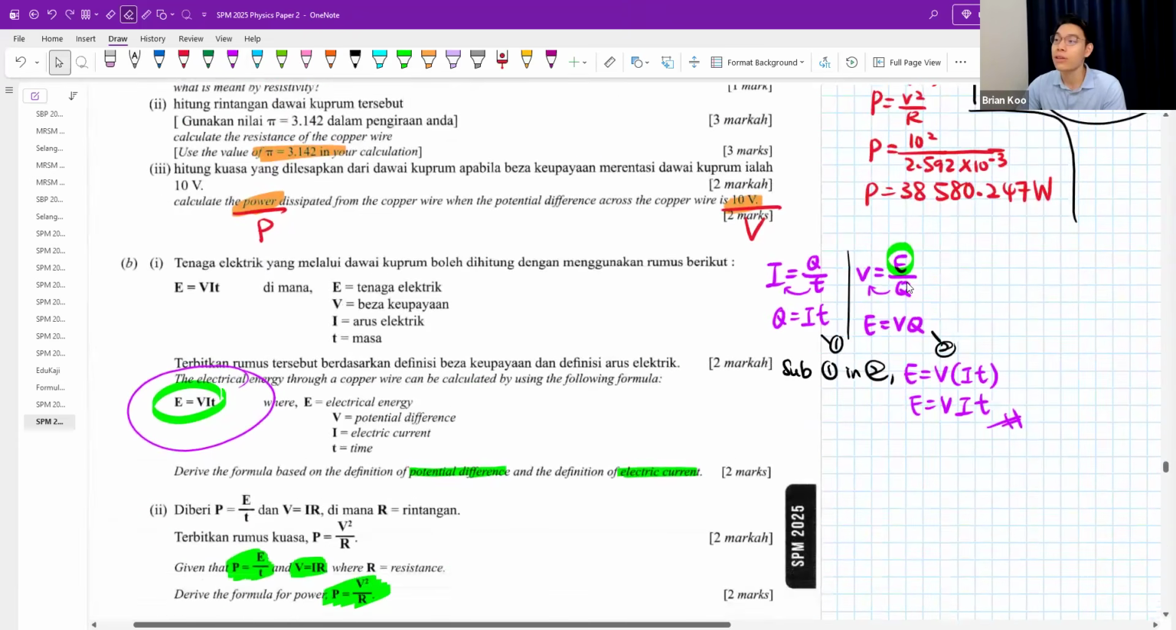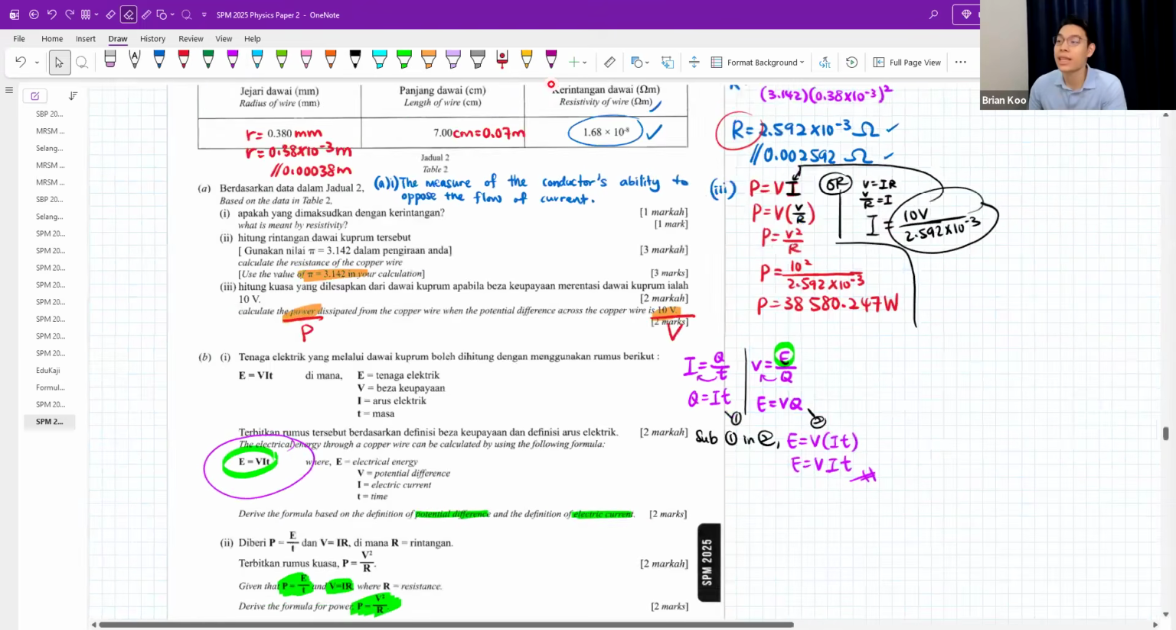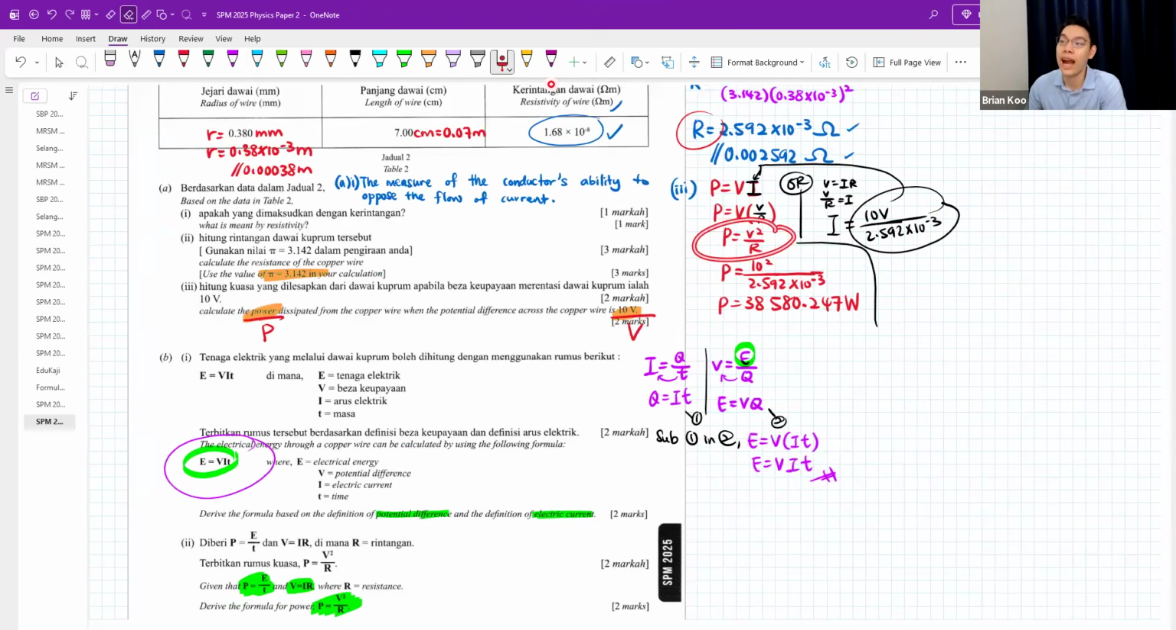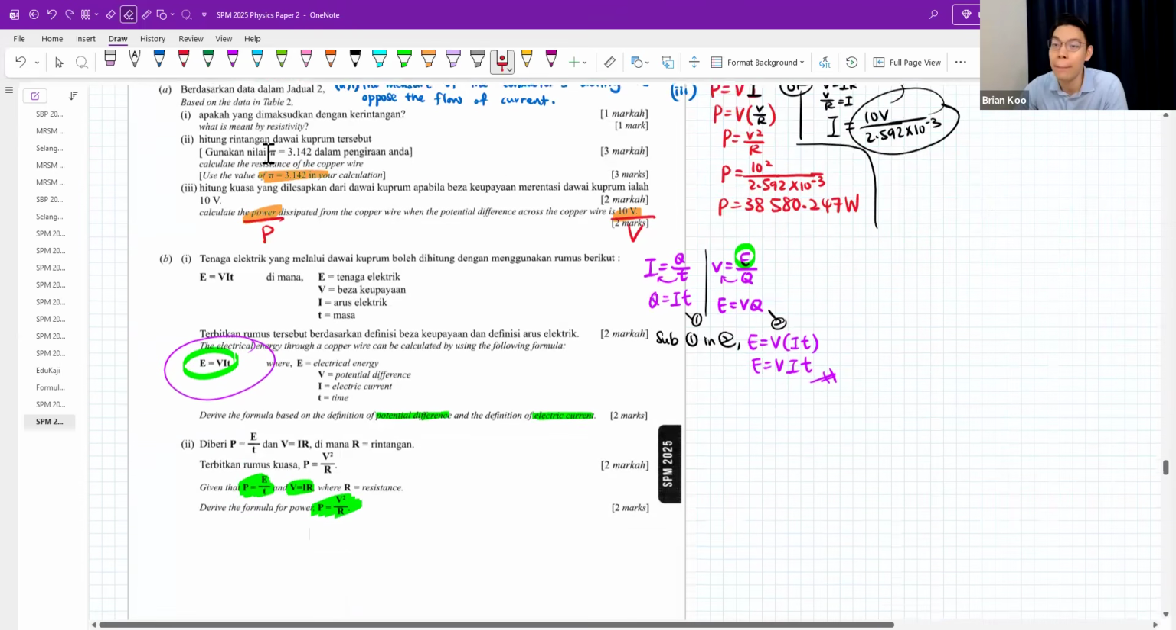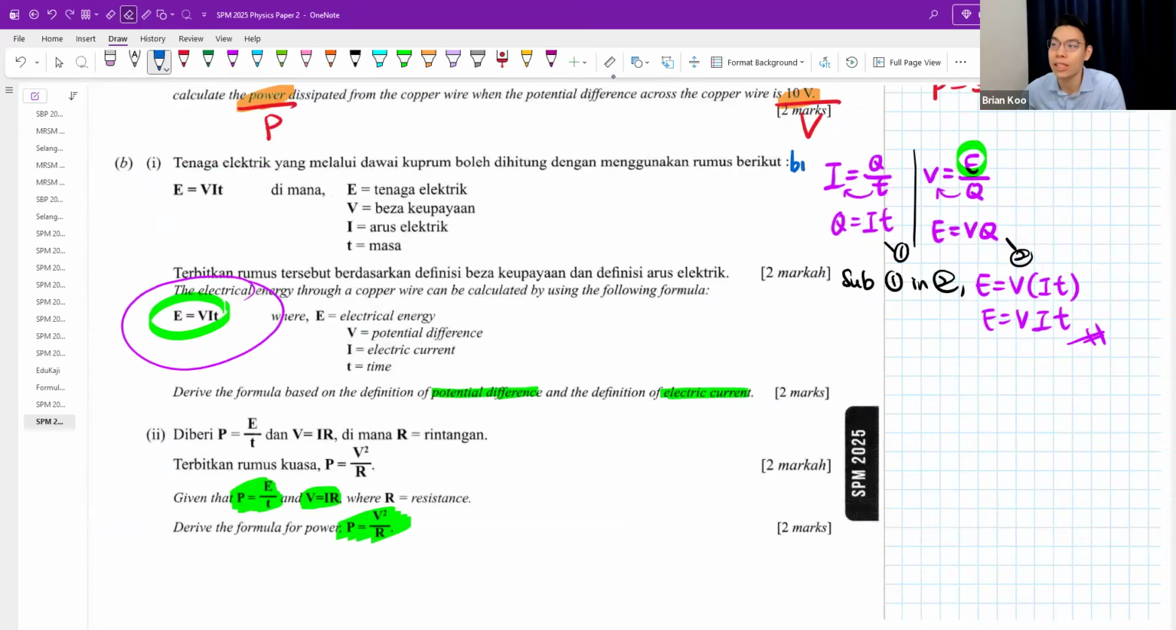Oh, okay. So just now also I already got P equals V squared over R, right? It's just that I did it using P equals VI. Now they ask you, can you go and do P equals E over T? So just that part a bit different. But it is very similar actually.